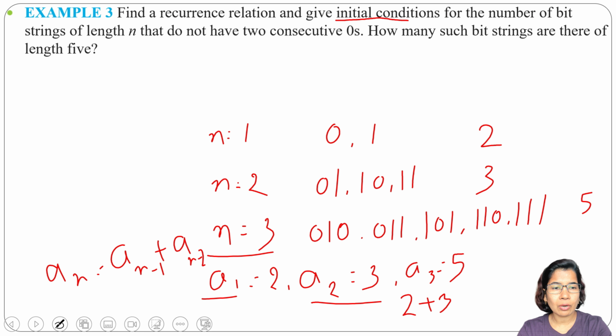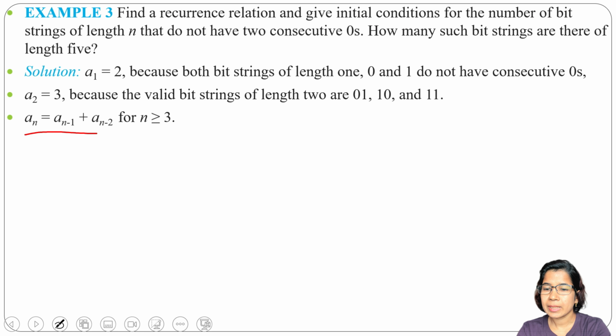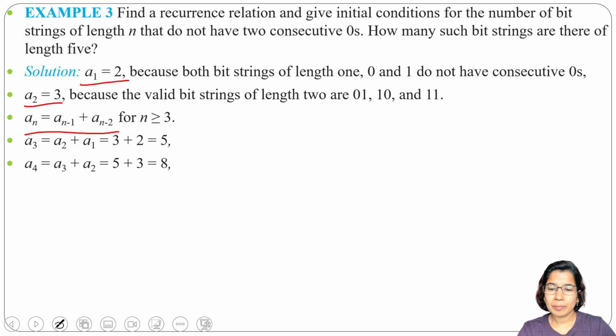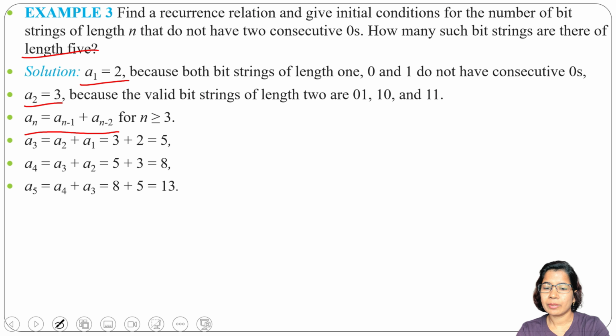In the question, it's also asking about the initial condition of the bit strings, right? So we found this is our recurrence relation for n greater than or equal to 3, and a1 is 2, a2 equals 3. These two are the initial conditions. Now a3 equals 5, a4 will be 5 plus 3 equals 8, a5 will be 8 plus 5, it's 13. So how many such bit strings are there of length 5? There are 13 such bit strings for length 5.